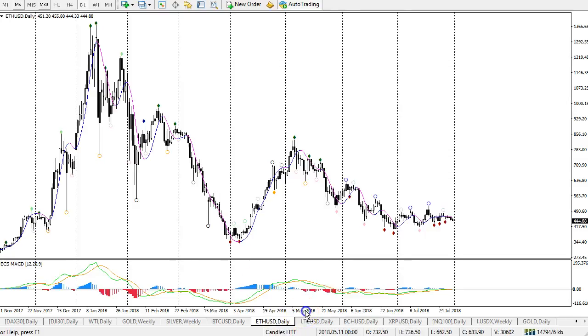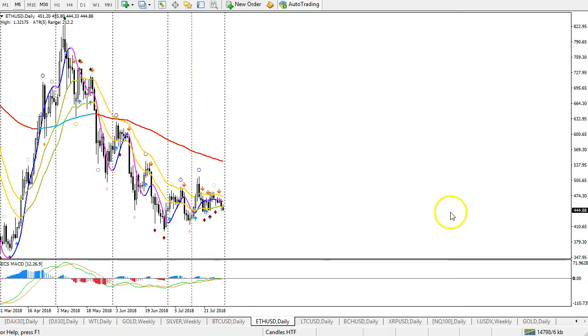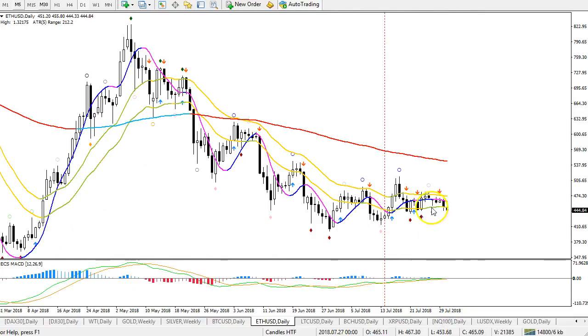Ethereum is looking different. Now let me put the different template on. Look at the 21 EMAs right here. Price was not able to escape from it. So this is looking more like an ABC correction. Price is staying in the 21 EMAs and now trying to break below it. So it looks like price made some kind of flag, a bear flag pattern actually.